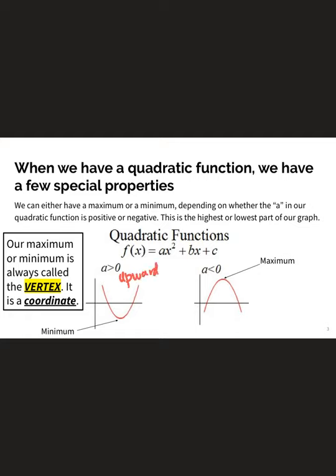So basically when your a is positive. When your a is negative, you get a downward facing parabola. And something that's important to note is that your maximum or minimum, your vertex, is always going to be a coordinate. So whenever you're asked to give a vertex, you must give a coordinate. You have to give both the x and the y location for where your maximum or minimum is.